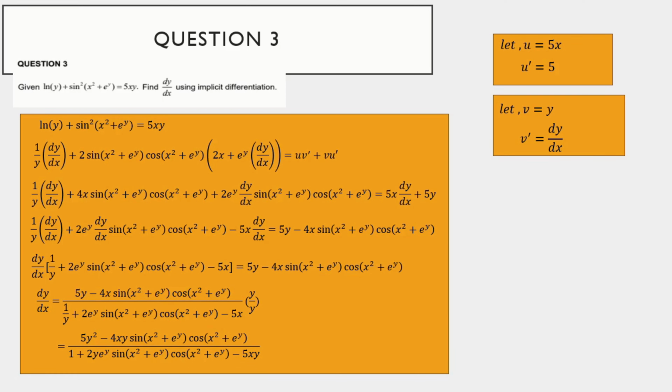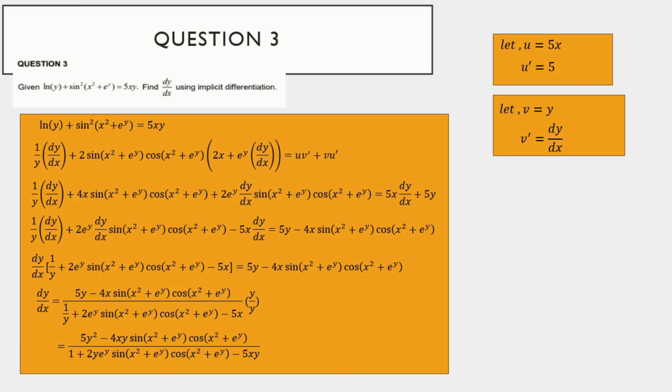So for the third row, we need to multiply the 2 sine x squared plus e power of y cos x squared plus e power of y with 2x plus e power of y dy over dx. So it will become 4x sine x squared plus e power of y cos x squared plus e power of y plus 2e power of y dy over dx sine x squared plus e power of y cos x squared plus e power of y.